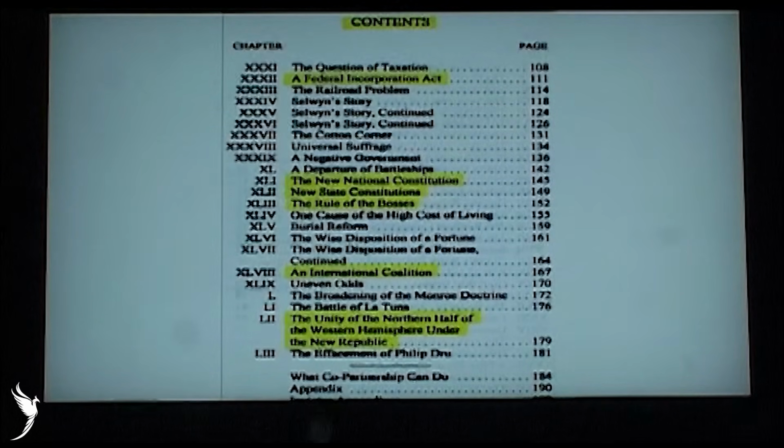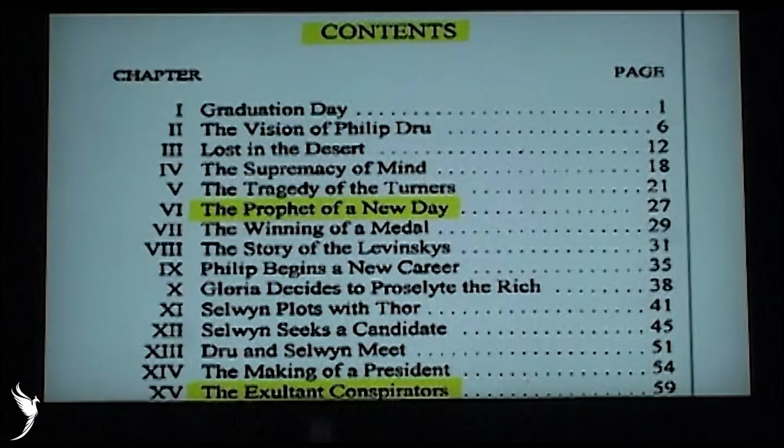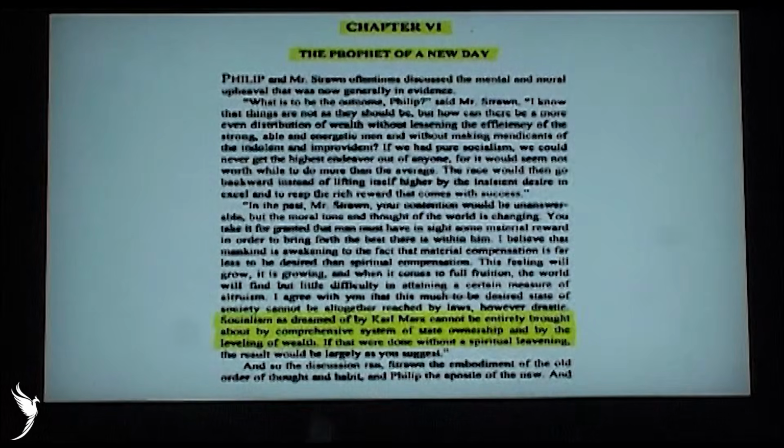Well, here as far back as 1900, in the book, Colonel Mandell House was outlining the unity of the northern half of the Western Hemisphere under a new republic and a new national constitution, the rule of the bosses. This is a very important book, Philip Dru: Administrator.